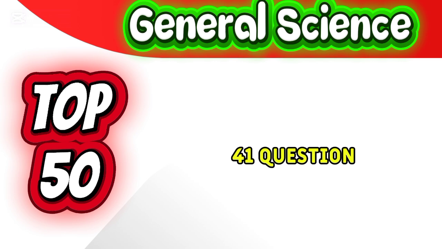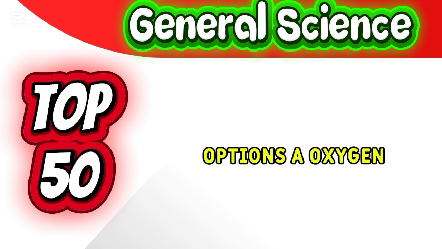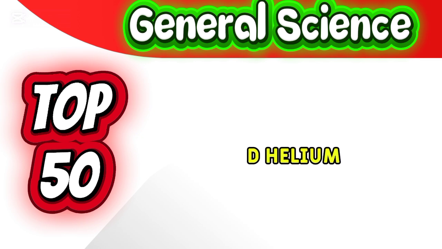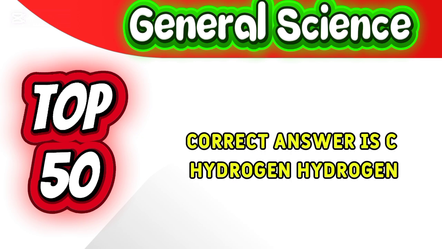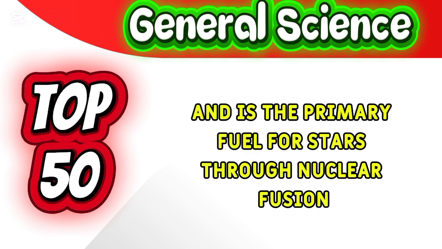41. Question. What is the most abundant element in the universe? Options: A, oxygen, B, carbon, C, hydrogen, D, helium. Correct answer is C, hydrogen. Hydrogen makes up about 75% of the universe's mass and is the primary fuel for stars through nuclear fusion.